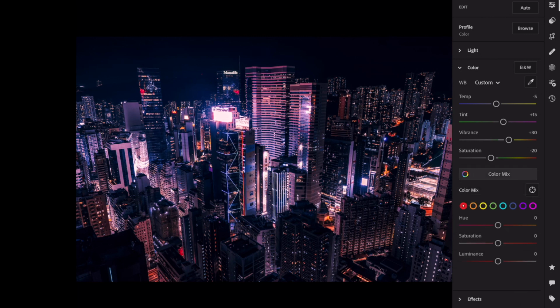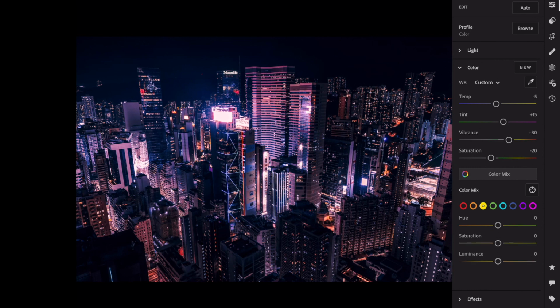Open color mix. Red, hue, plus 25. Saturation, minus 10. Orange. Hue, minus 10. Saturation, minus 20. Luminance, plus 15.